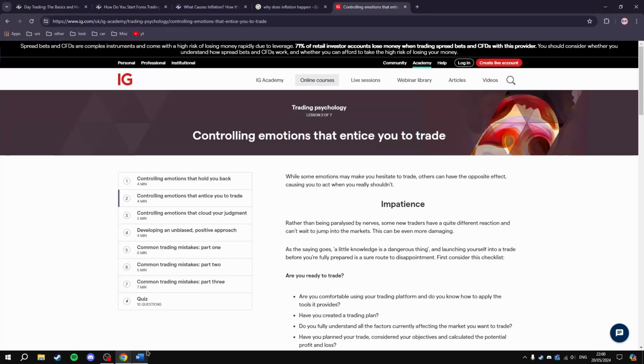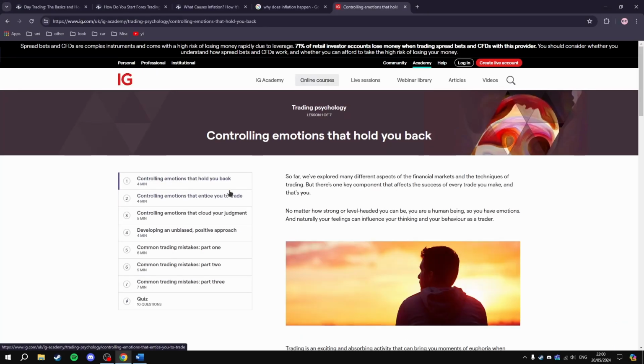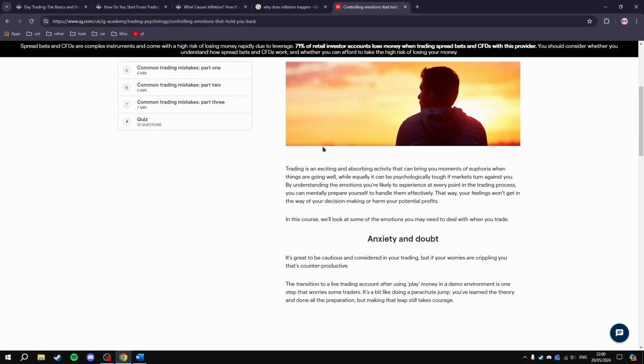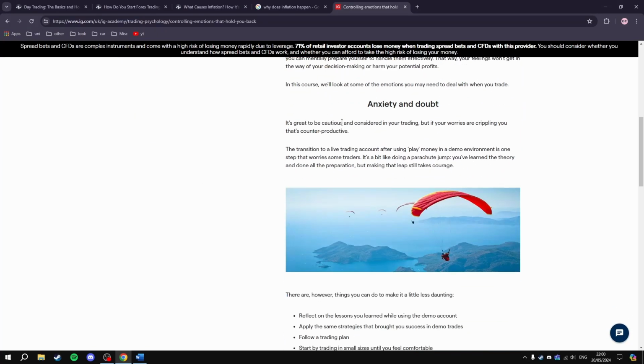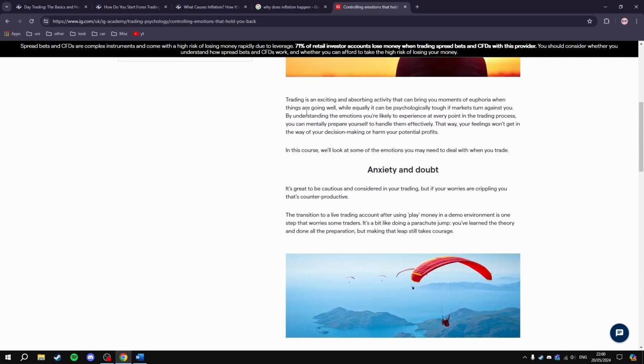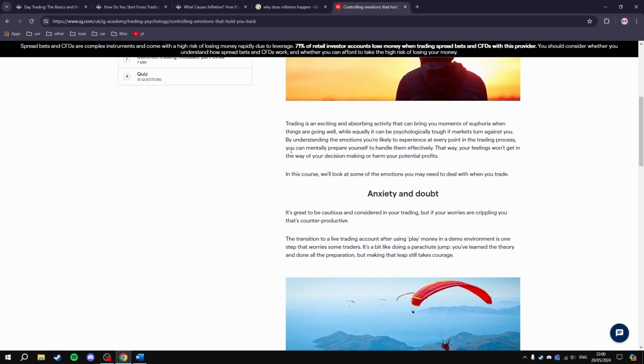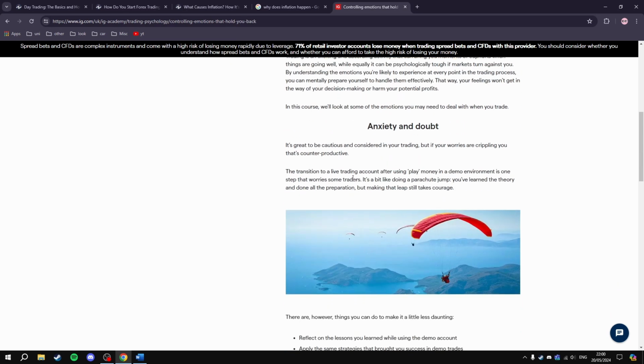So in the last episode we went through controlling emotions that hold you back. Basically, we went through two main emotions: anxiety and doubt. It's good to be cautious and considerate in your trading, but if your worries are crippling you, that's counterproductive. The transition to a live trading account after using a demo account is one of the steps that worries some traders.